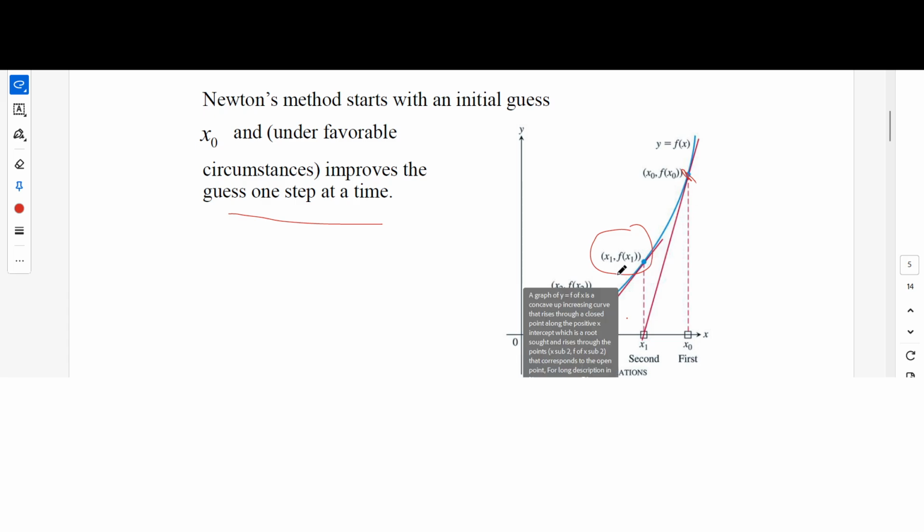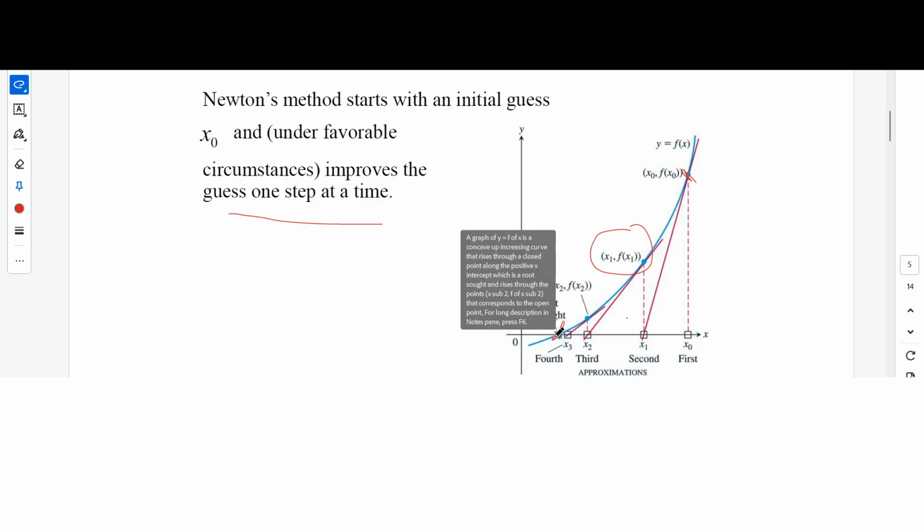If this process does not take you towards the root of the function, where root means 0 of this function, then this process doesn't work for that particular situation.